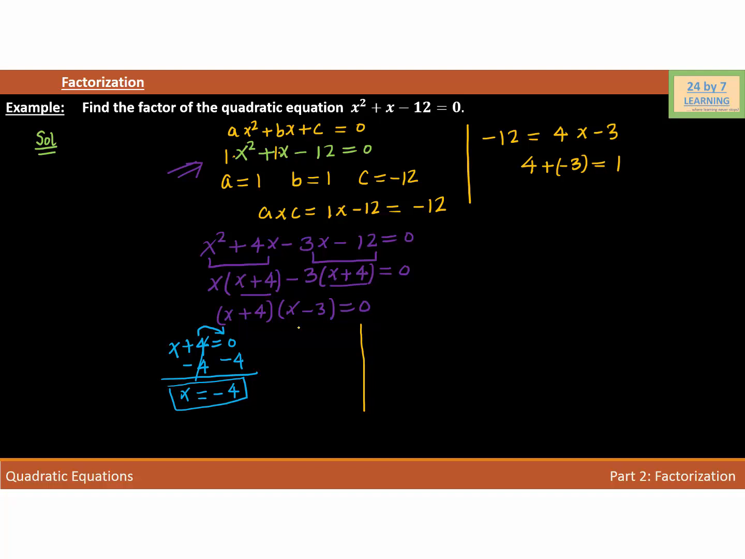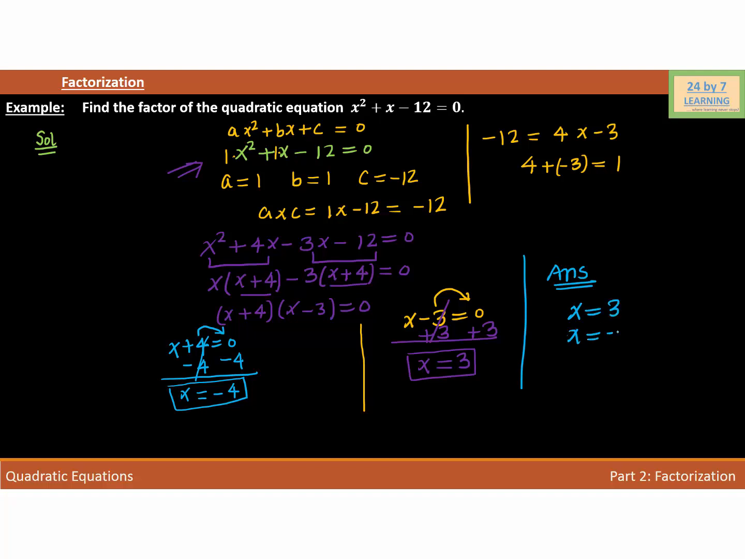Now let's take the second factor, which is x minus 3 is equal to 0. I need to take this 3 to the other side, then only I can find the value of x, and the only way I can think of is if I add 3 on both sides. So I'm going to add 3 on both sides. If I do that, this 3 is cancelled out. I have x over here, and then 0 plus 3 is 3. As you can see, the answer for this equation is x equals 3 and x is equal to negative 4. And this is how we will find the factors of any given quadratic equation.